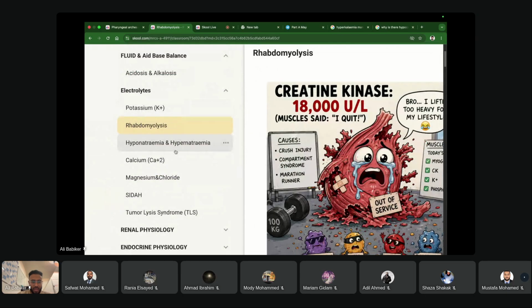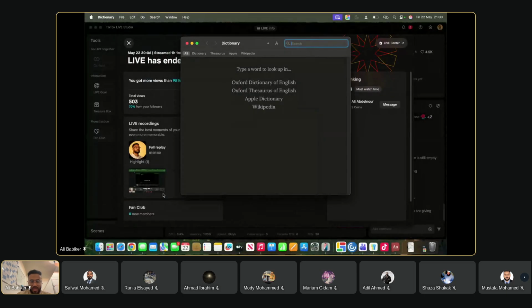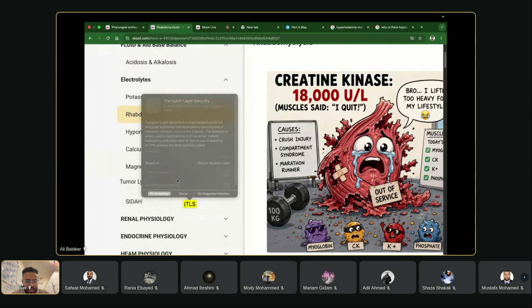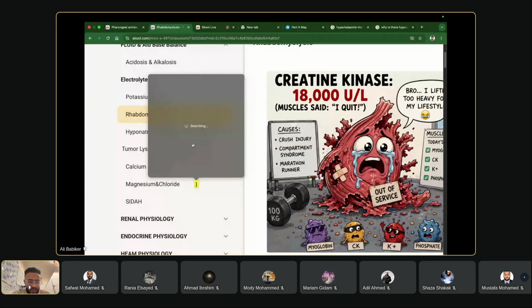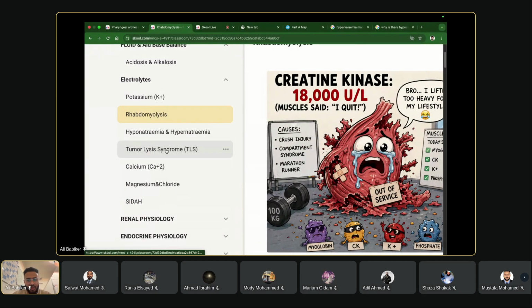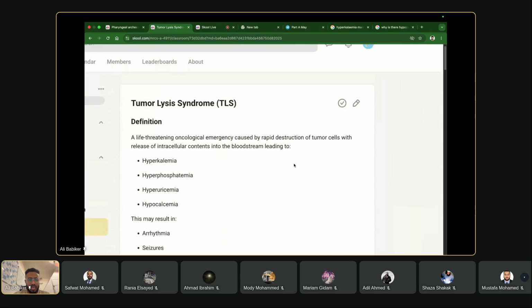I'm not gonna give you the hyponatraemia now. I'm gonna start with, why I'm not able to move this one. That's so strange. Just bear with me. I will start with Tumour Lysis syndrome, okay? Because it also has a relation with hyperkalaemia.